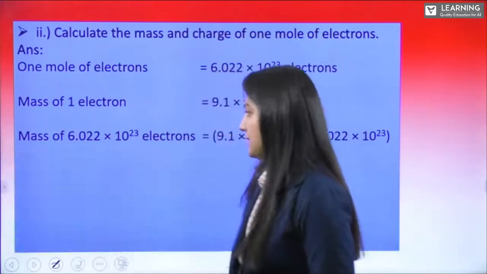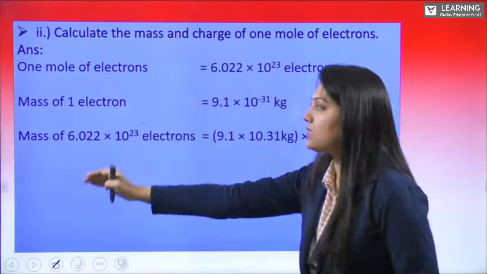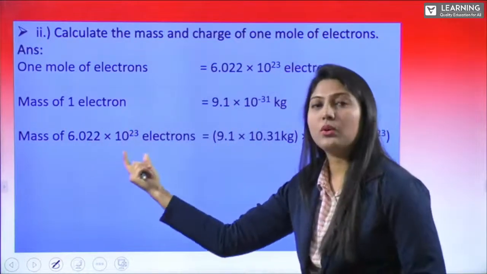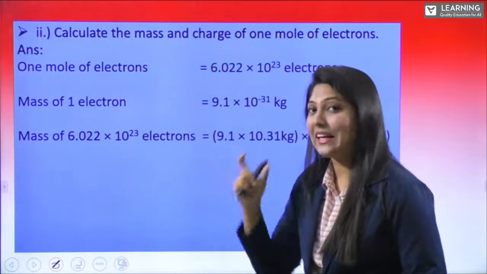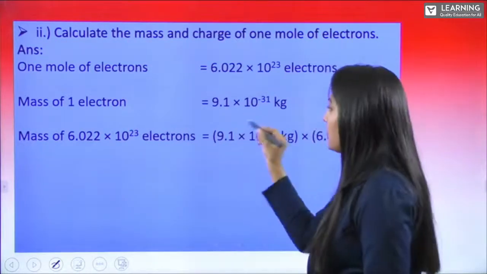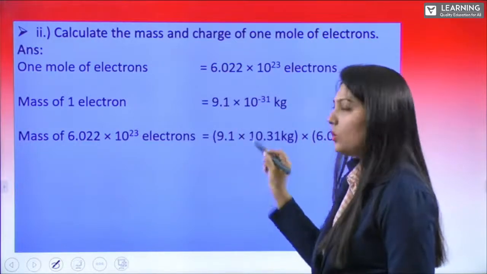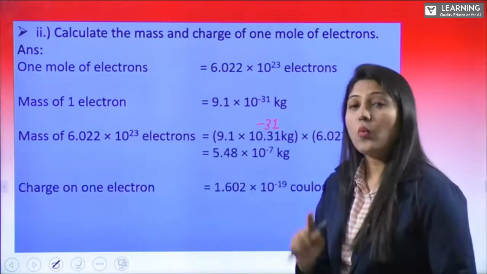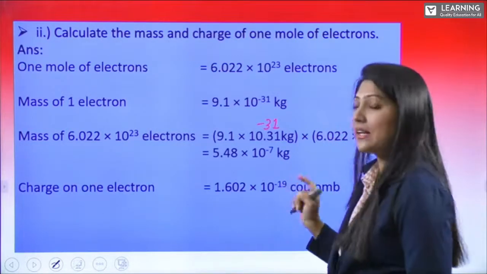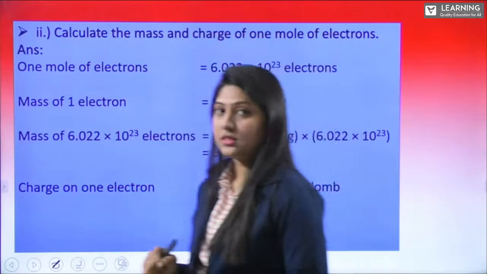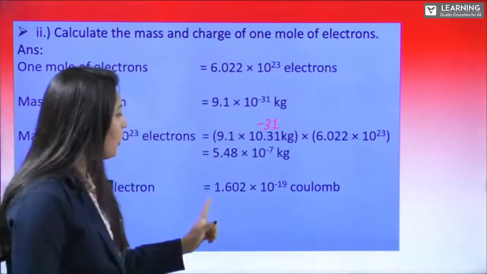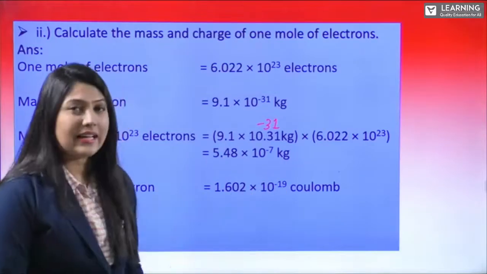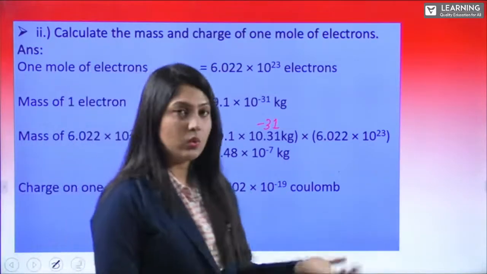So likewise, here also the mass of one electron is equal to this much. The mass of 6.022 into 10 raised to 23 electrons will be equal to the mass of one electron into the number of electrons they have taken. Understood? So that 1.602 into 10 raised to minus 19 coulomb. Hope you know this, students. One electron will always have 1.602 into 10 raised to minus 19 coulomb. That is the charge in coulomb.